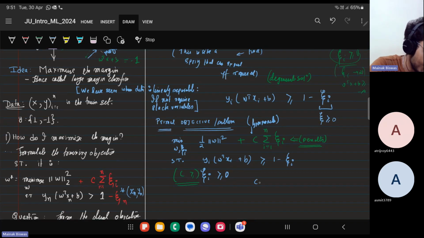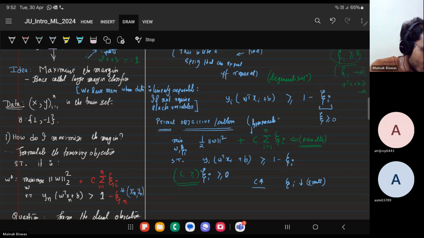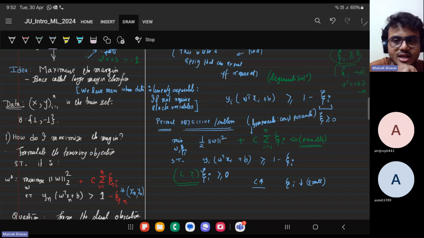So tell me, if C is high, what can you allow? Xi's have to be small, right? C you will choose yourself. C is a constant, a hyperparameter, which is chosen by a cross-validation set, as we have seen in the first class. As C increases, what will happen? Xi's will decrease. And as C decreases, what will happen? Xi's will increase. Not clear? Why not clear? Ask me.